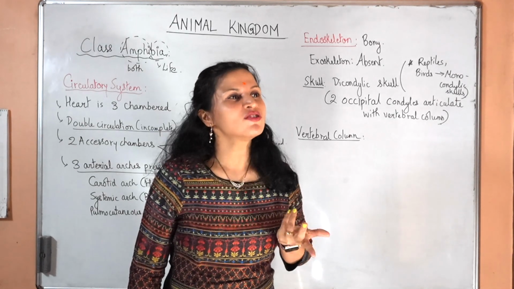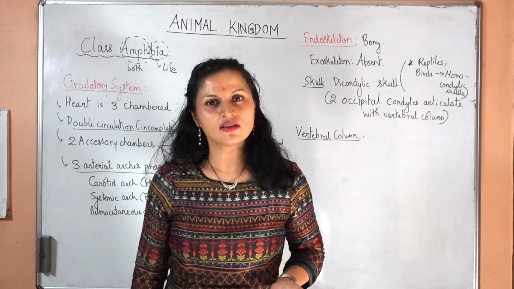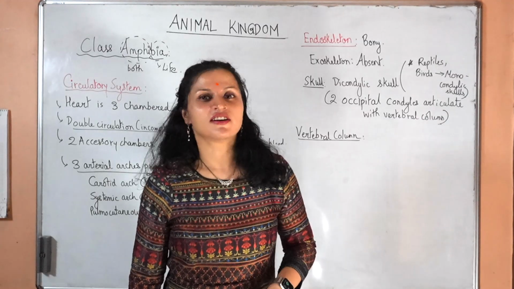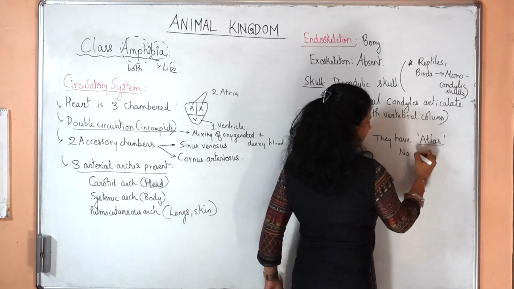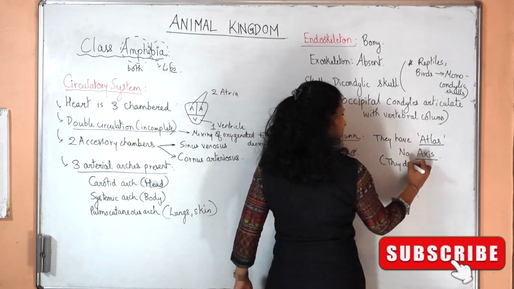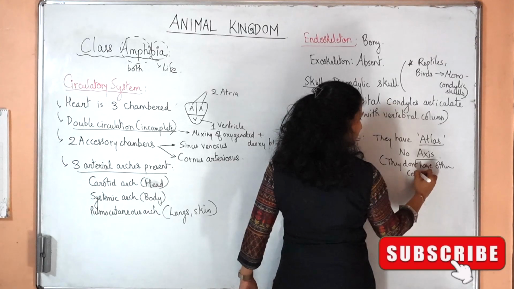They don't have any neck, no? Have you seen a neck for a frog? No. Directly they will have the trunk vertebrae. 10 vertebrae. They have atlas, no axis. They don't have other cervical vertebrae.